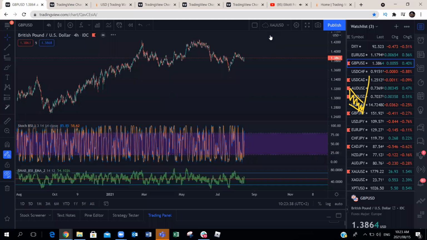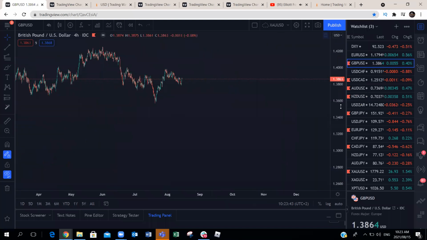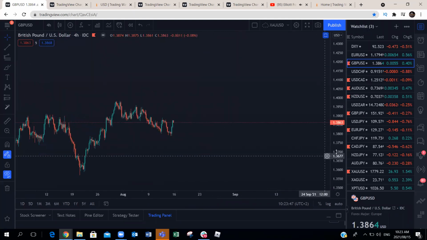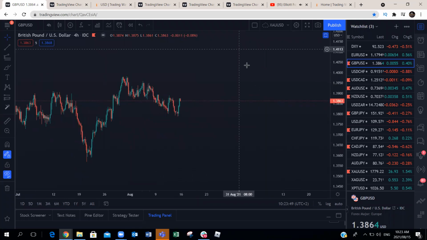So let's have a look at pound US dollar now. Pound US dollar on the 4-hour, as you've seen, we're looking for this pullback. That pullback has already happened. Now we're starting to look for a move to the upside. This is pound US dollar, and we're now looking for any continuation pattern for more upside.